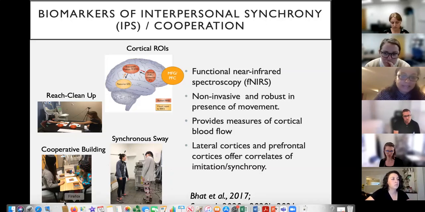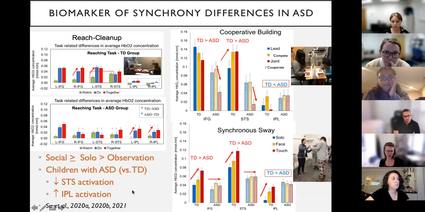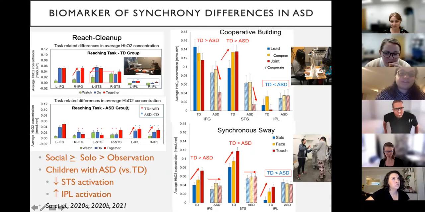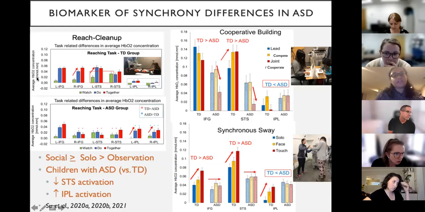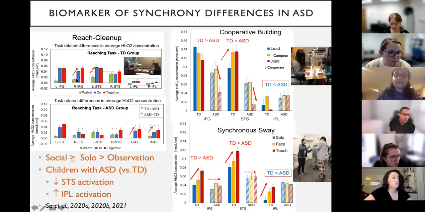And what we see is this. Sorry, there's a lot of data to cover here. I've put it all in one page. The first one is the reach cleanup task. And what you're seeing on the y-axis is oxyhemoglobin concentrations, which are a function of increased activity. So if that is higher, there is increased activity in that region of interest. And so you have left and right, inferior frontal gyri, superior temporal sulci, and inferior parietal lobule. And the three different conditions are watch, do, and together.